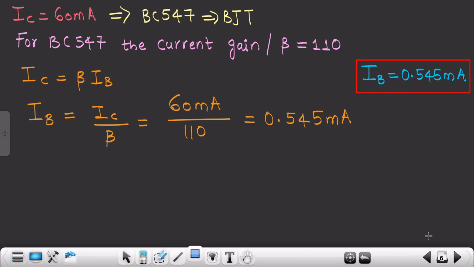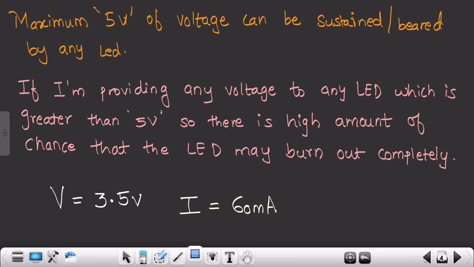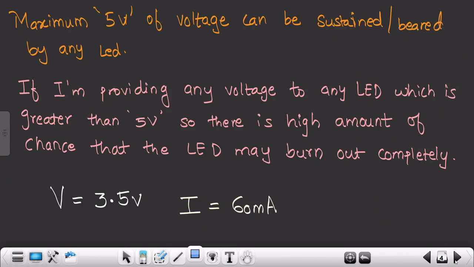Alright, let me move to the next slide. As you can see over here, this is how the circuit will look. Now that we have the value of IB, as I told you in the block diagram itself, we need to bias this BJT exactly at 0.7 volts. The reason I will tell you later on. Let me complete this circuit.